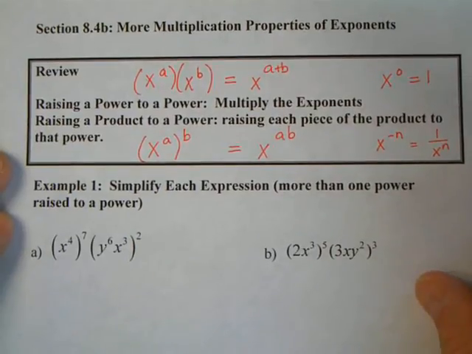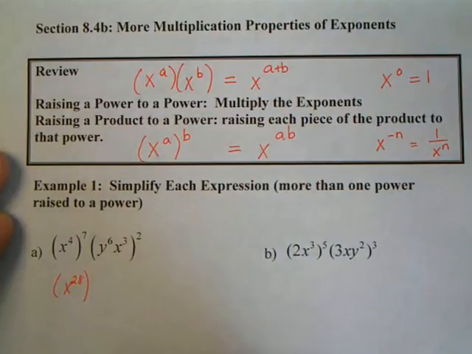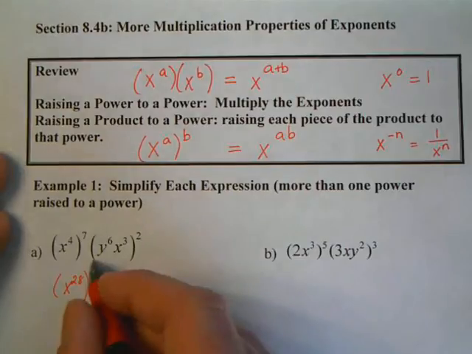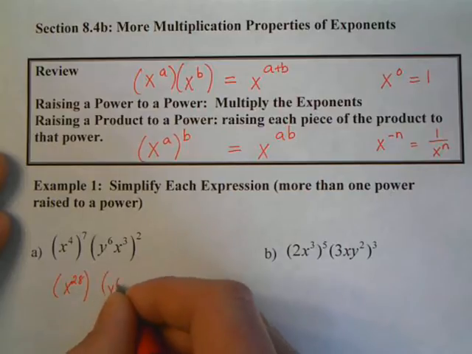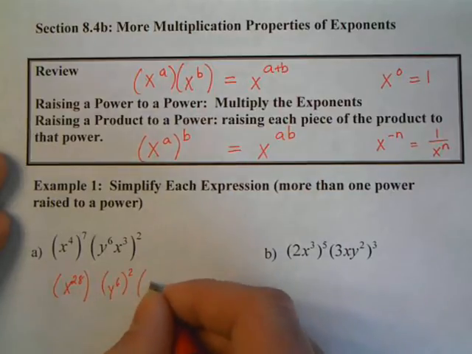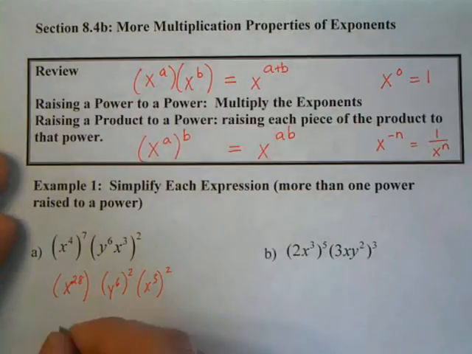So as we look at our example 1, we're going to take this to another level, and we're going to say x to the 4th raised to the 7th. Power to a power, we multiply, and we're going to treat that as its own little problem. Then we're going to look at the second part and distribute: that's y to the 6th squared, and it's x cubed squared.